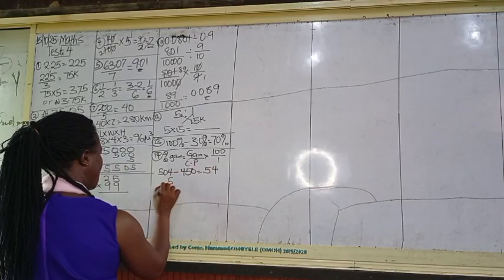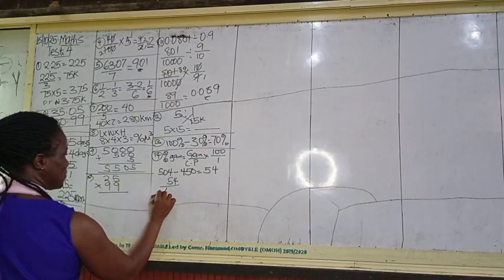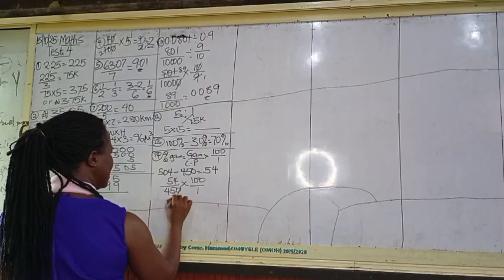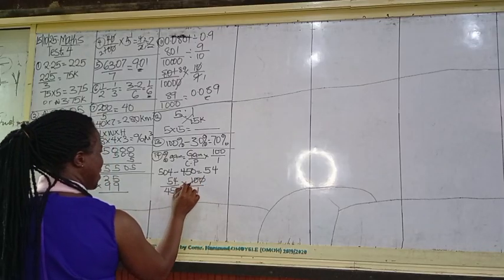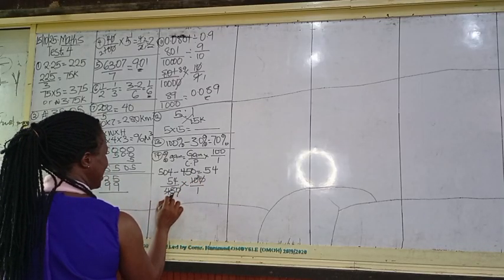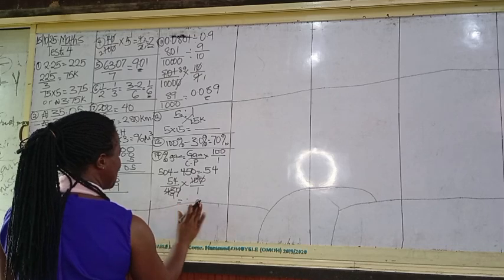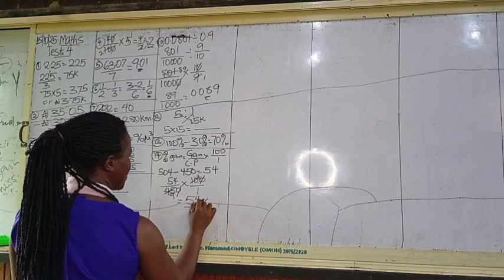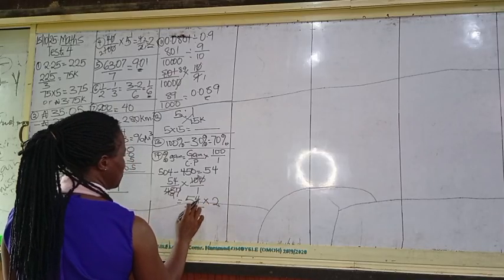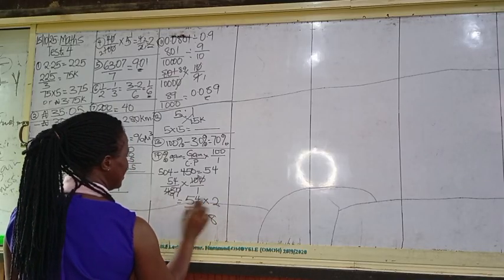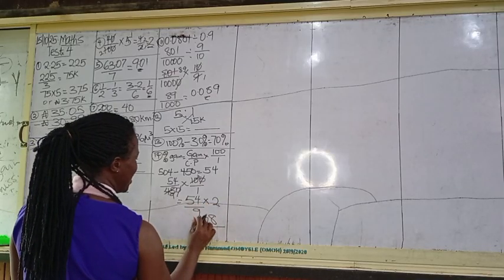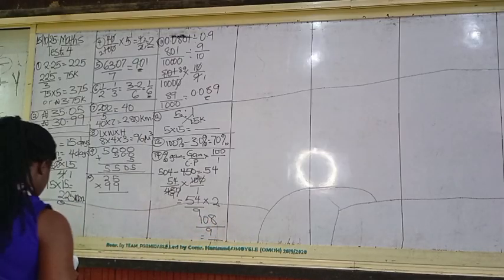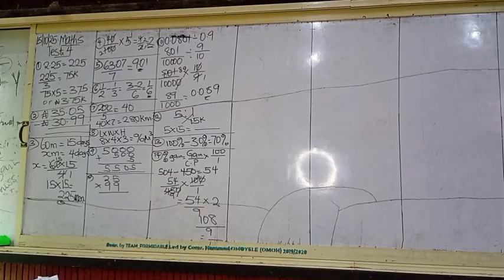So that is 54 over the cost price, 450, multiplied by 100 over 1. This can take care of this. 5 here 2, 5 here 9. So we have 54 over 9 times 2. This is 6 times 2, which is 12. Do well to give me the answer in the comment section.